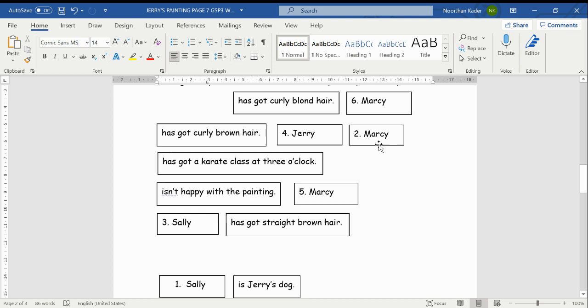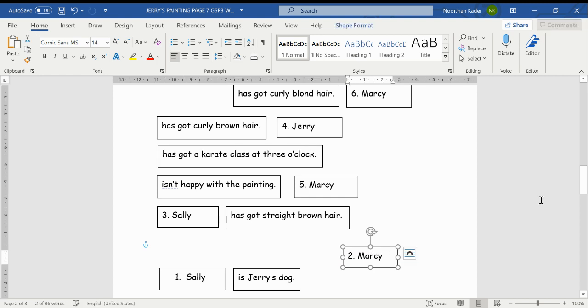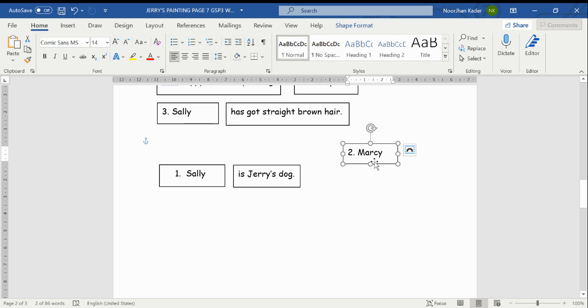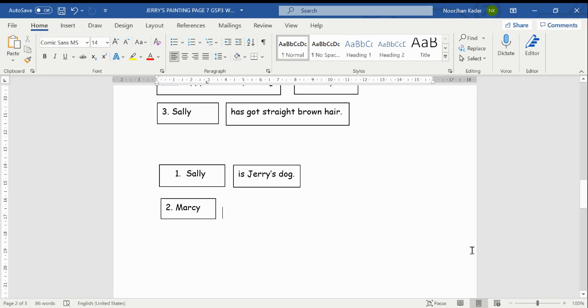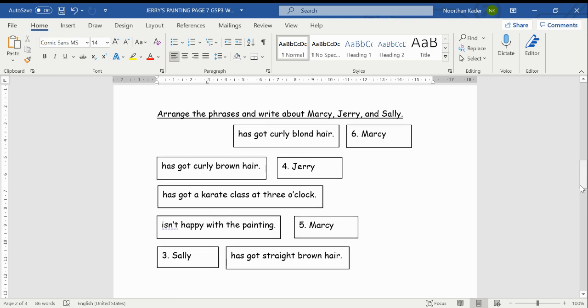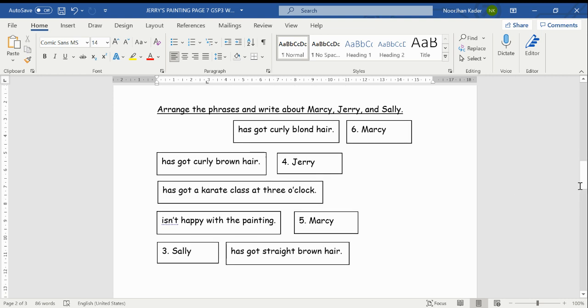So now it's about Marcy. We are going to talk about Marcy. Let me put it here first. This is a bit hard to see. Let's move Marcy's box here, number 2. Then Marcy. Let's go back to the boxes, the answers, the phrases.